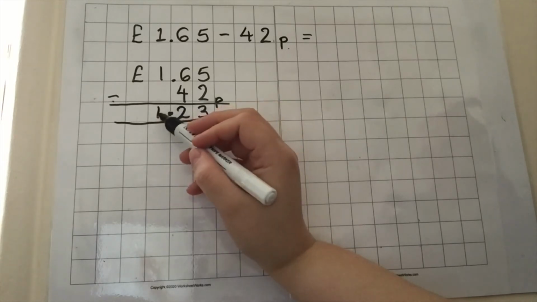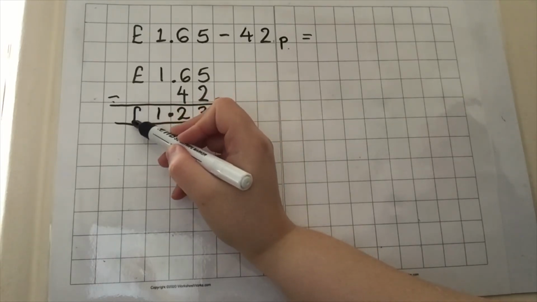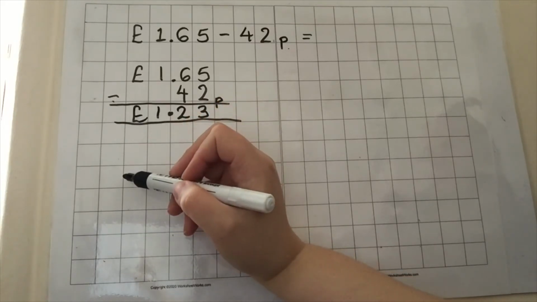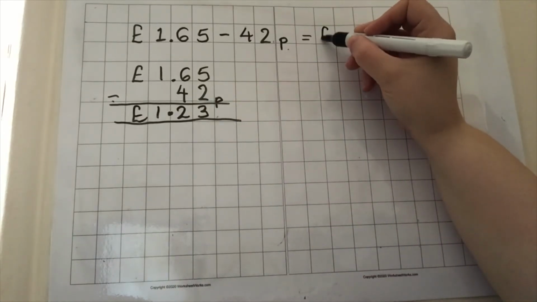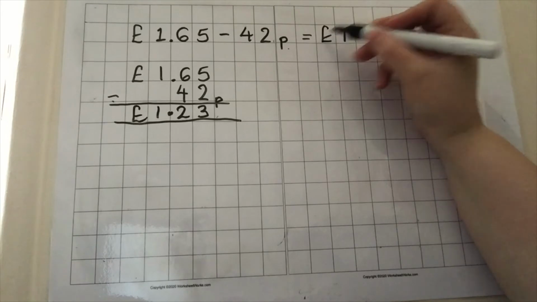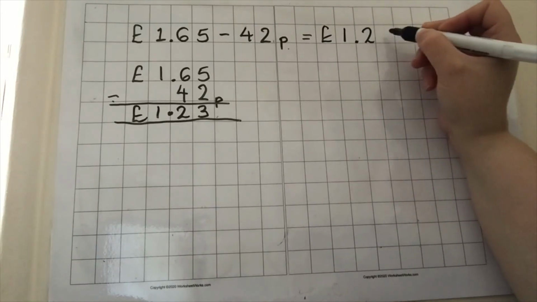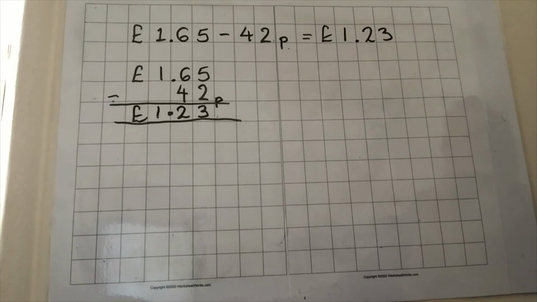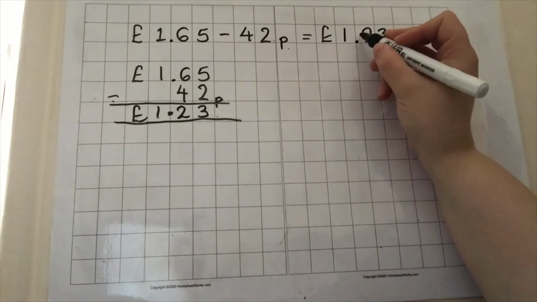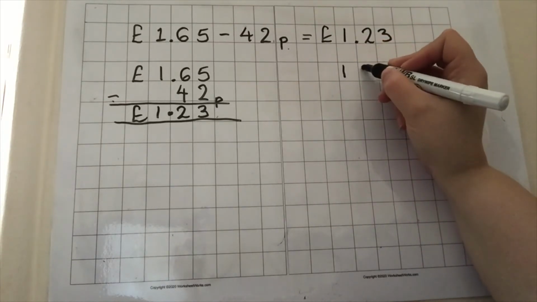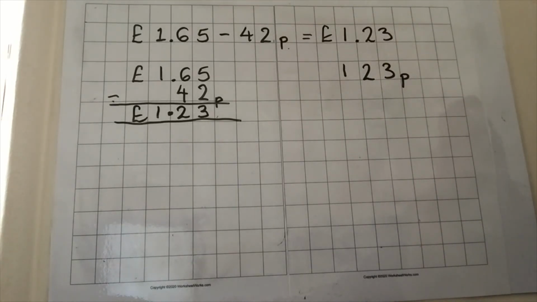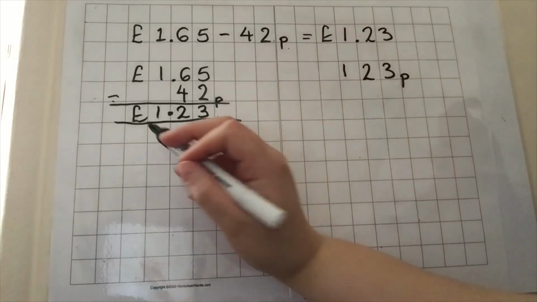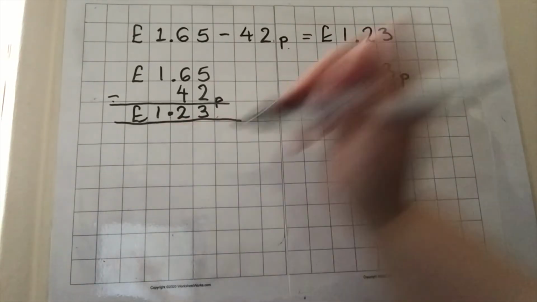Now, we're into the hundreds, which means we have to write our pound sign, not our pennies. You can write both if you're not sure, but if you're into the hundreds column, you write the pound sign. Unless the question asks you how many pennies. If it asks you how many pennies, then you would write it as 123 pennies. But if we're writing it as a pound, we put the dot and we put the pound sign.